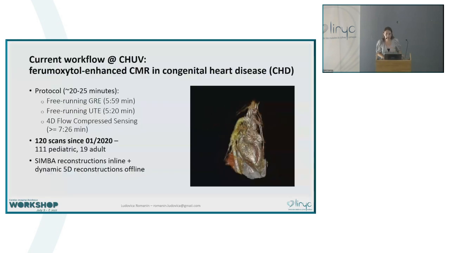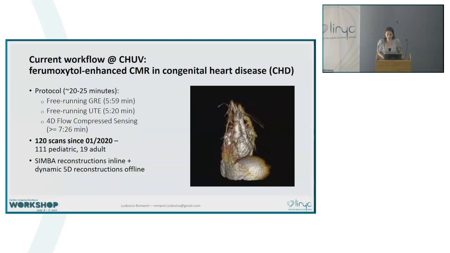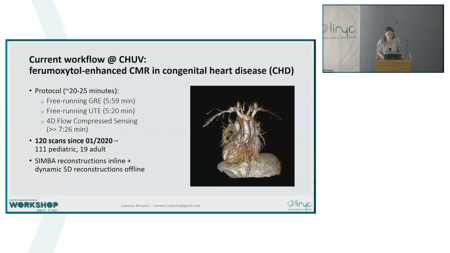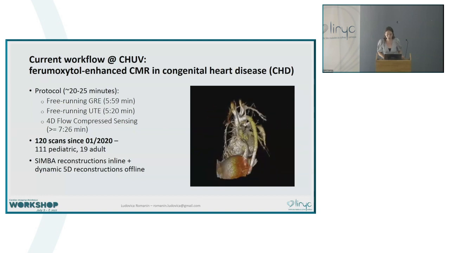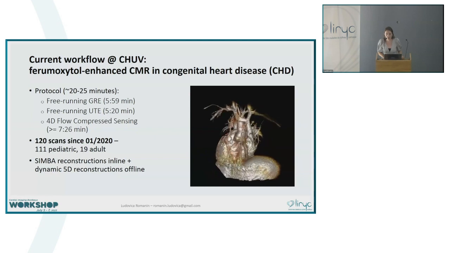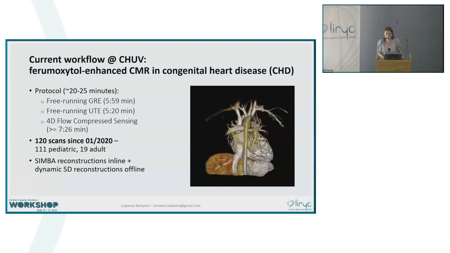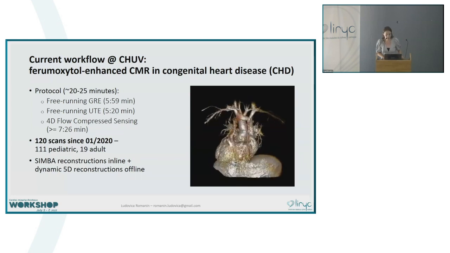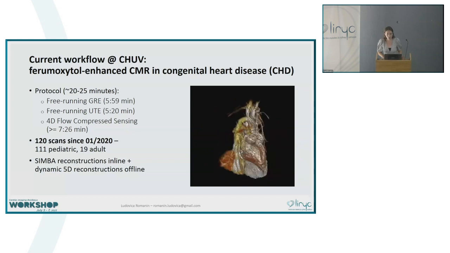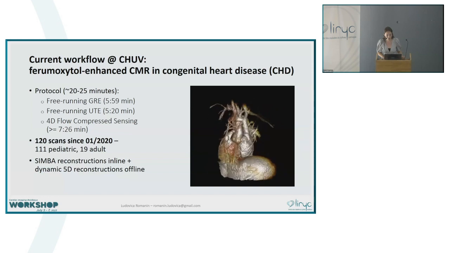So currently at our institution in CHUV, we are acquiring this routinely to assess congenital heart disease, especially in pediatric patients, with the use of ferumoxytol enhancement. So the protocol, thanks to this, was reduced to basically less than 30 minutes, in which we have anatomical scans together with flow to assess both anatomy, function, and flow at the same time. And this basically accounts for a very large data set of more than 100 patients.